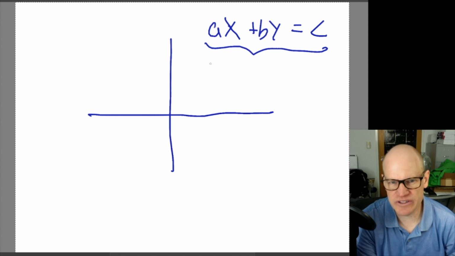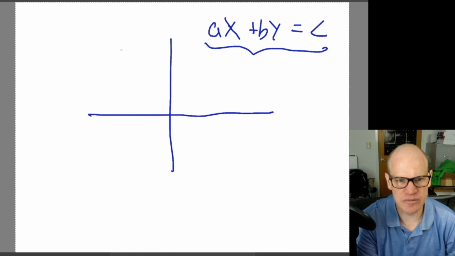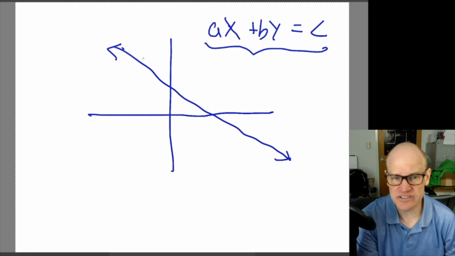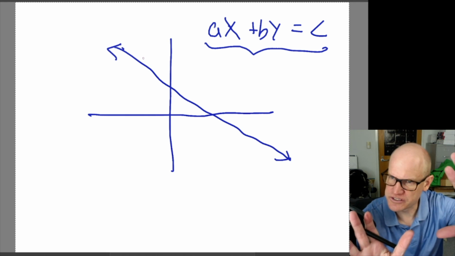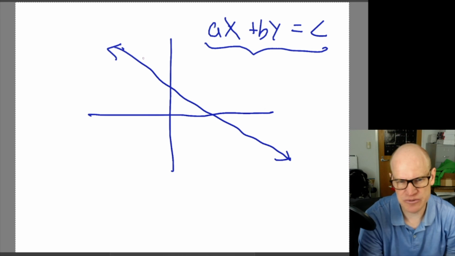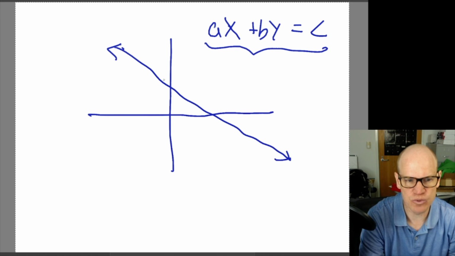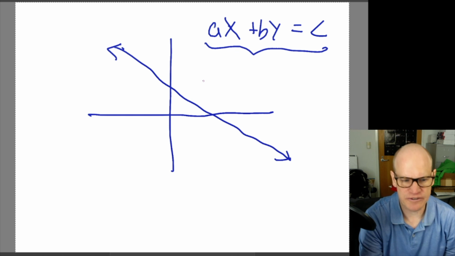If I only want the values of x and y that make that true, I'm going to end up with some line that slices through this space. It actually reduces a two-dimensional space down to a one-dimensional space. It reduces the two-dimensional plane down to a one-dimensional line, and that's going to be important.